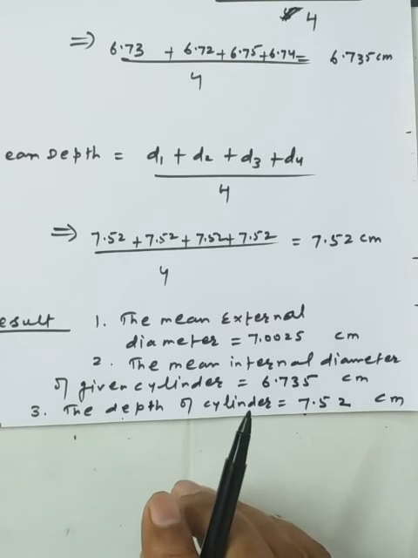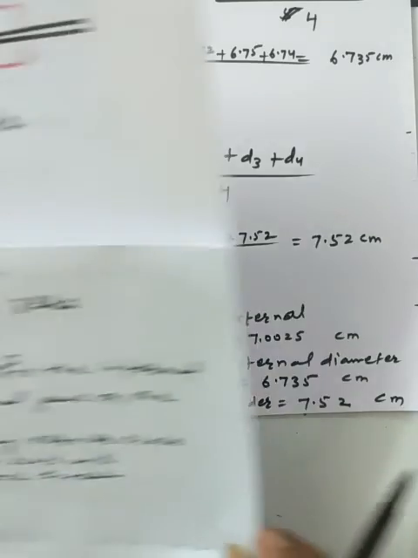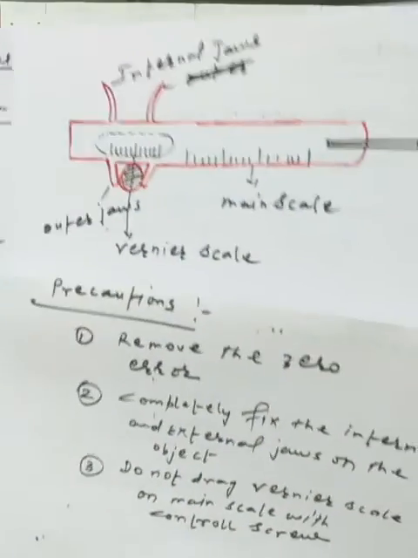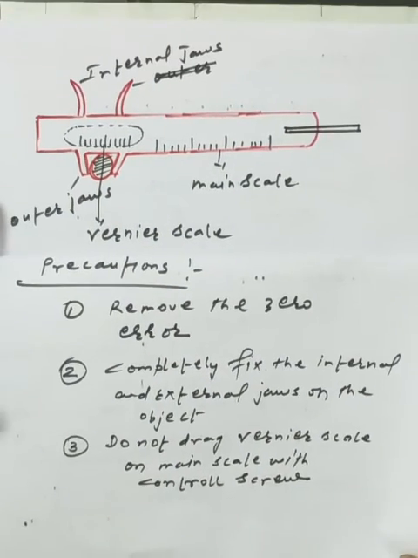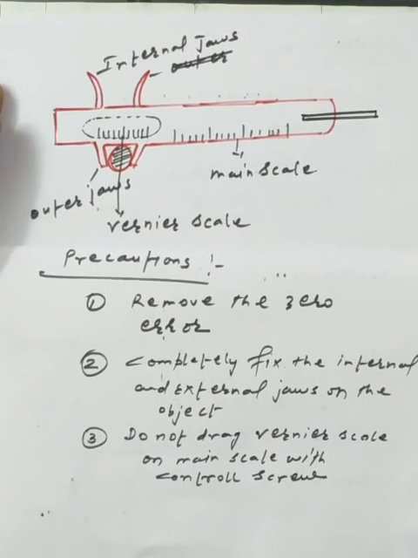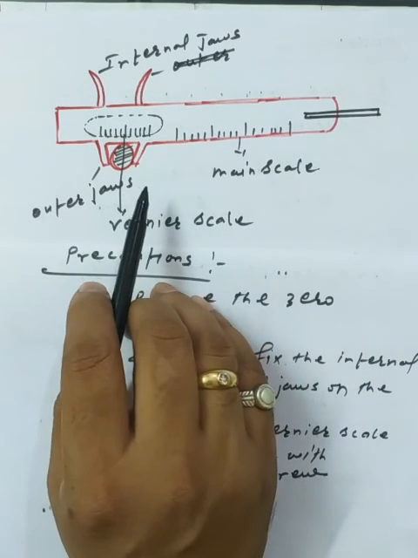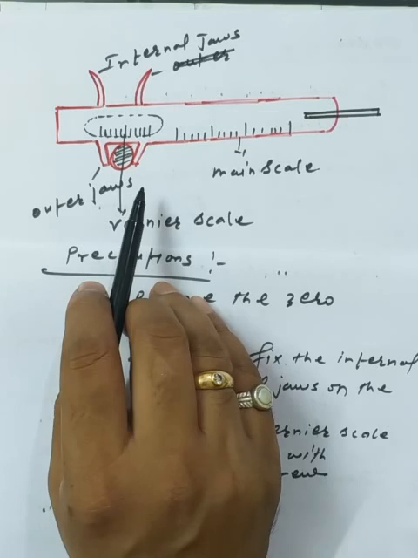Then after that we have to draw the separate diagrams for the separate practicals. I am already showing them to you. You must draw the basic diagram along with some precautions. So here we have the basic diagram of the vernier calipers for the separate practical.